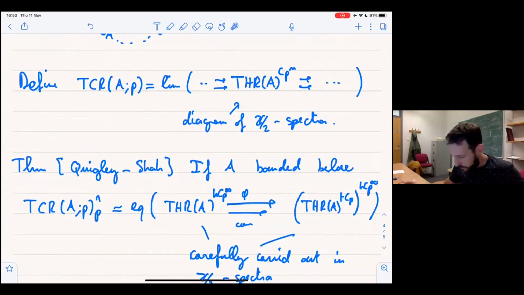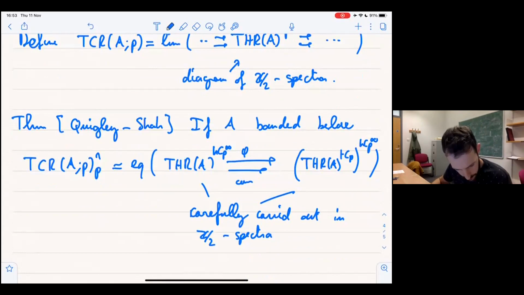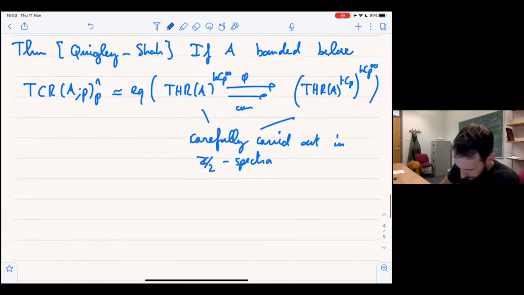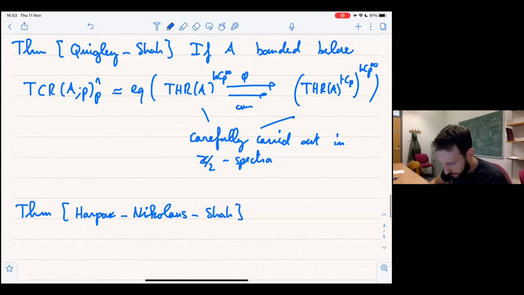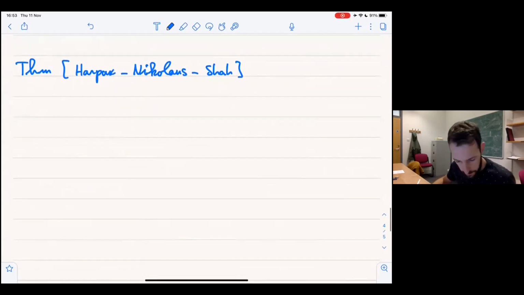And well, now where is the K theory? I mean, what can one use this for? And let's see. There is a theorem that tells us that this is useful for studying something. And this is a theorem of Harpaz, Nikolaus, Shah. And it says the following: there's no more K theory, but there is L theory instead. I'm not going to talk about L theory much. It's just some groups that you can build out of forms over your ring.